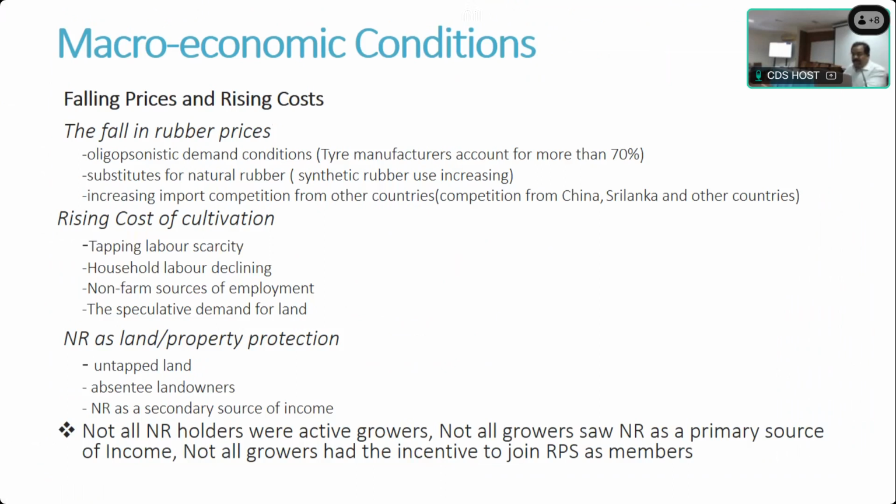In effect, the concluding remark for my macroeconomic condition would be that not all natural rubber holders are actually growers. They are not active growers. And not all growers show natural rubber as a primary source of income. And not all growers have the incentive to join RPS as members. Many of them are actually outside the RPS system. There are a few of them. Many of them, as I will show you later, are not active members.